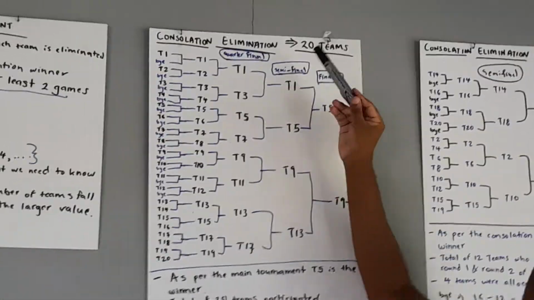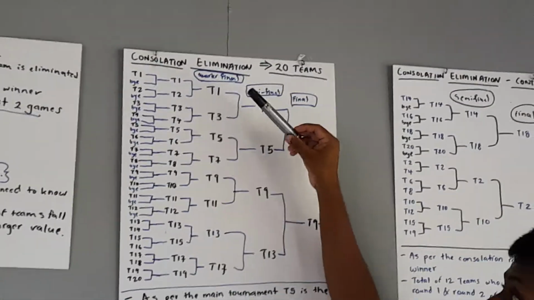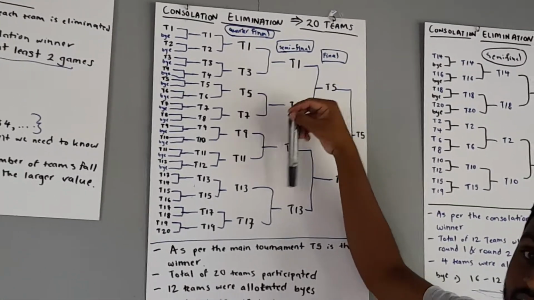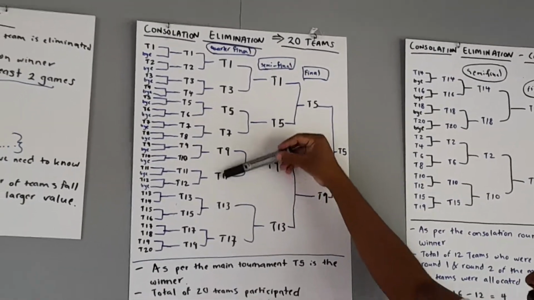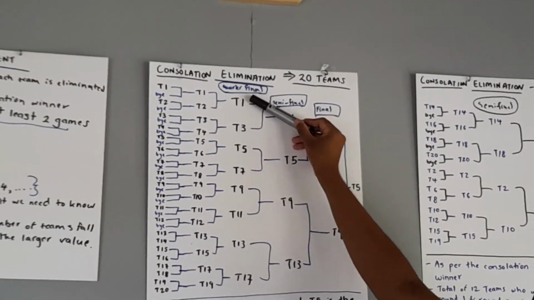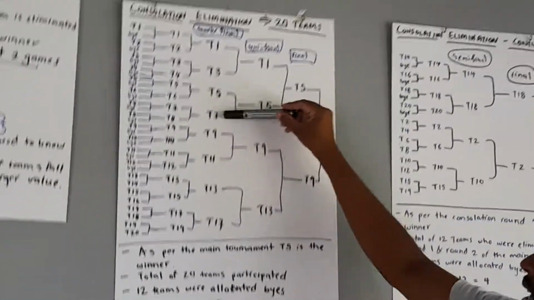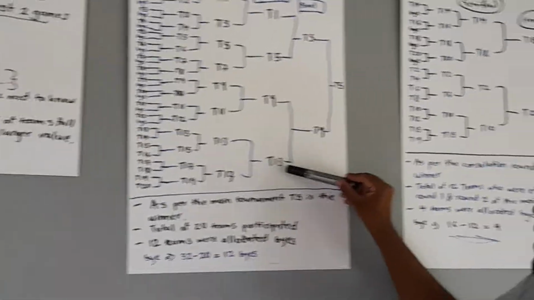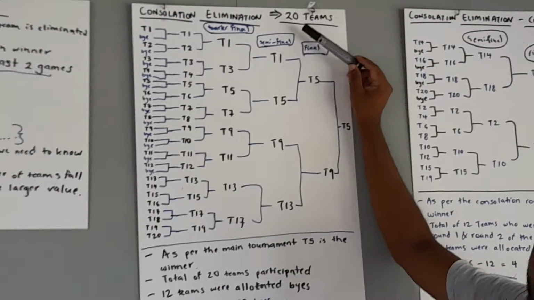How do you know it is a quarterfinal? When we have the number of teams at 8: 1, 2, 3, 4, 5, 6, 7, 8. With 8 teams, we know it is a quarterfinal, right? So this goes through, and we are left with 4 teams, which is the semi-final.